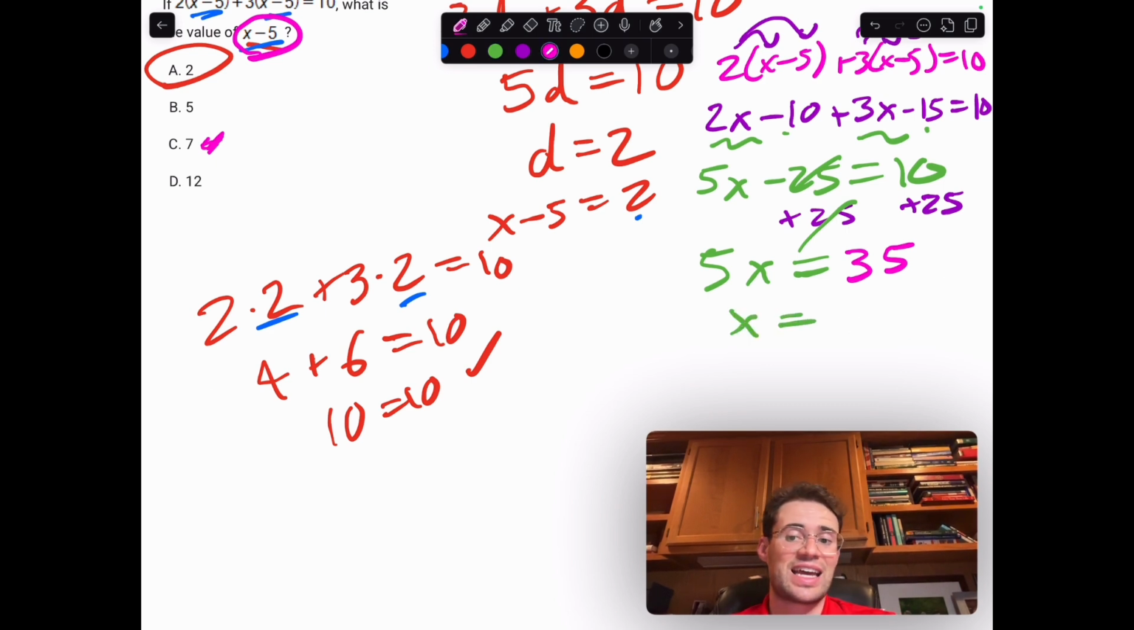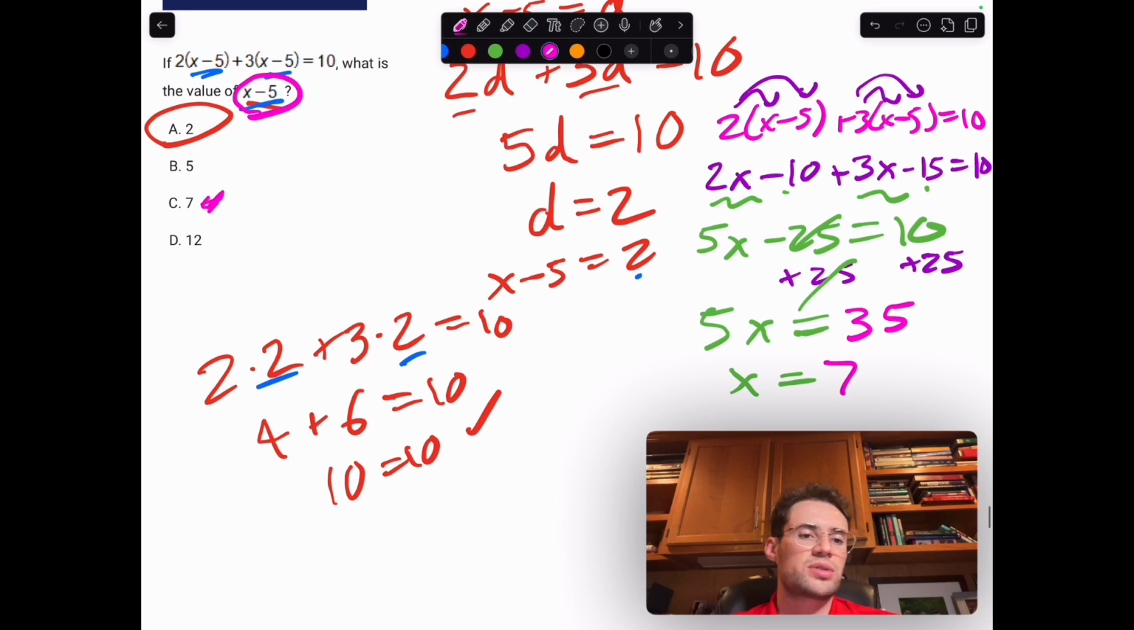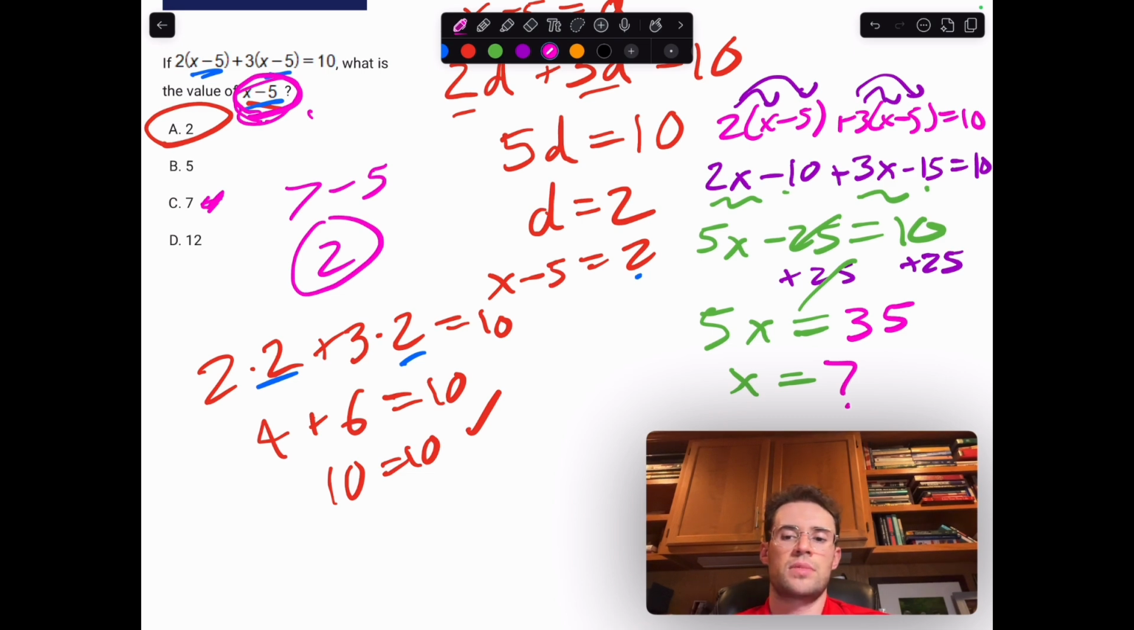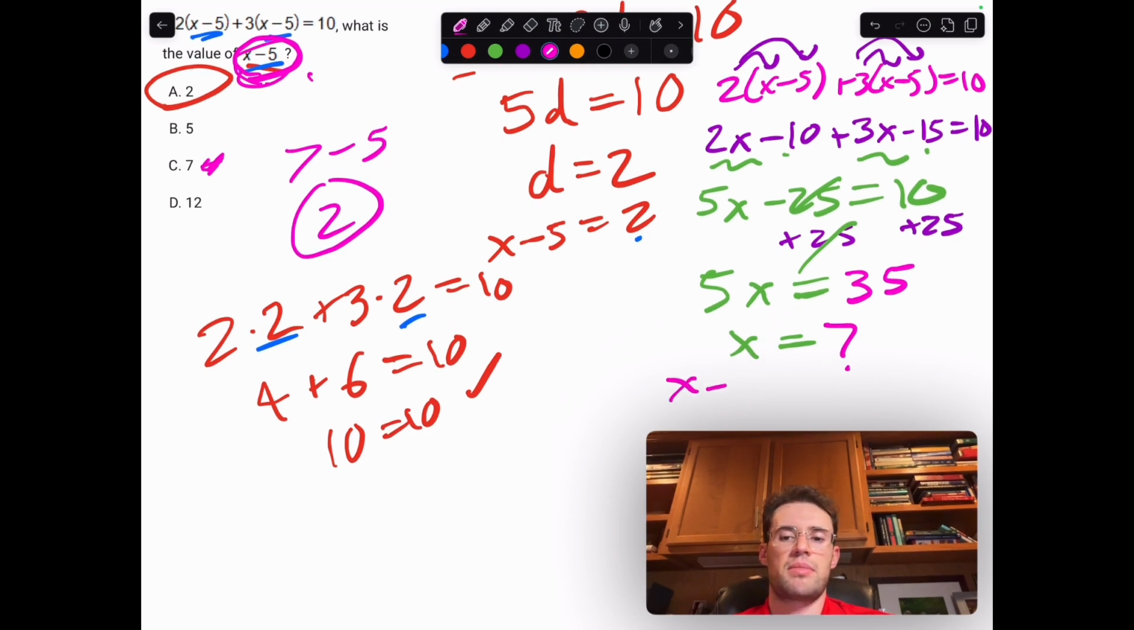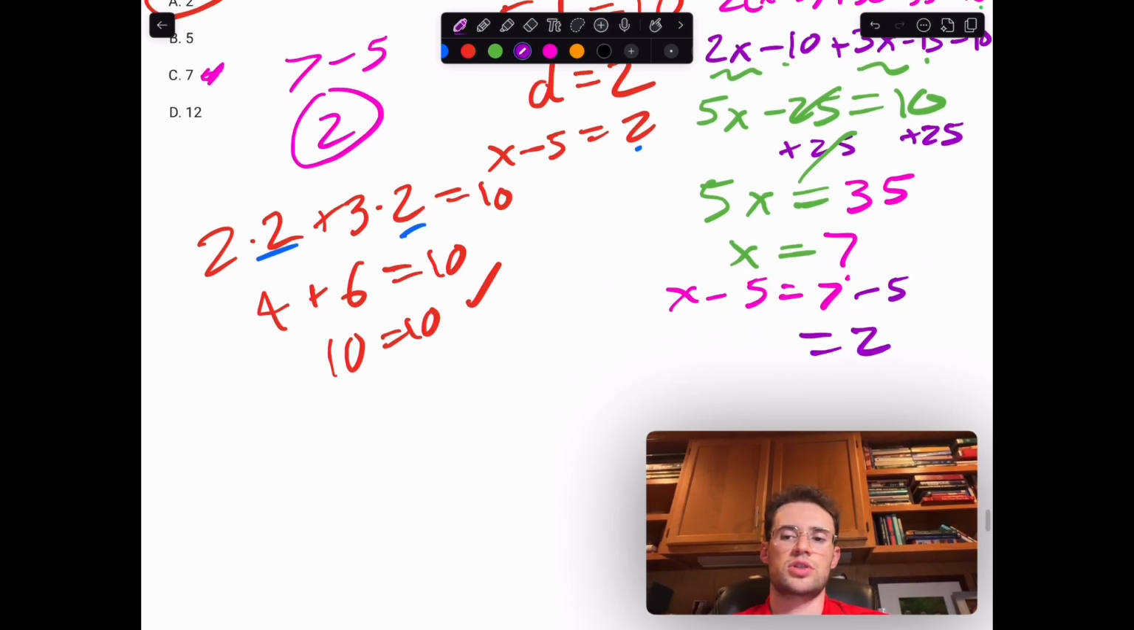Again, as I said, don't bubble 7. They did put 7 here because they're trying to be really mean. They might do this on the real test. They want x minus 5. So plug in this 7 for the x. 7 minus 5, which is going to be 2. Okay. You could think of it: x minus 5 is equal to 7 minus 5, which equals 2.